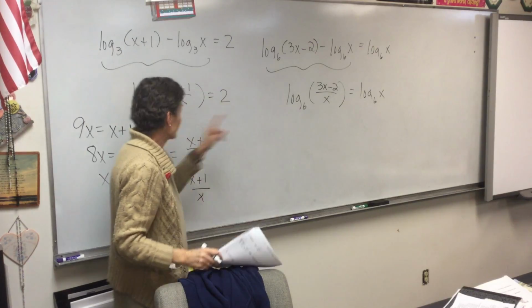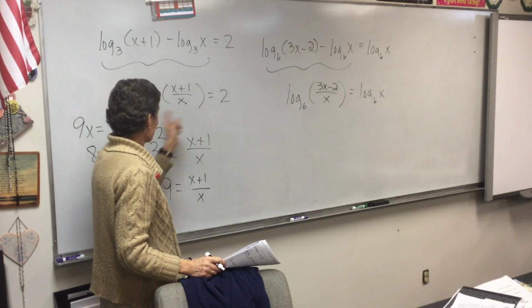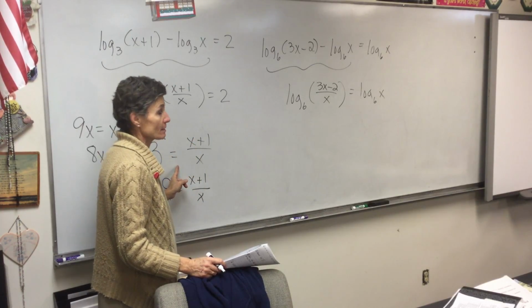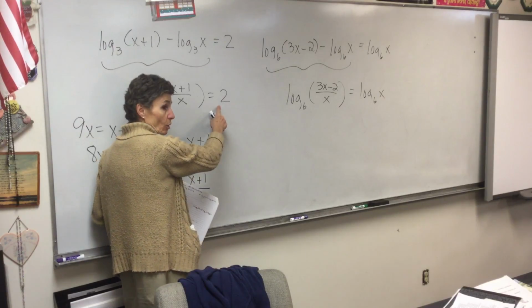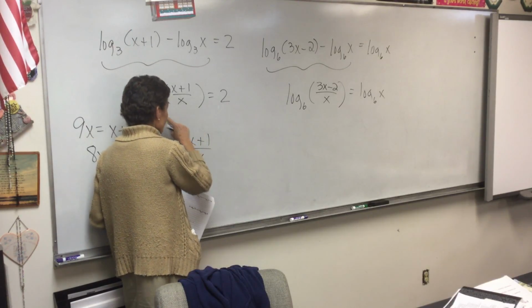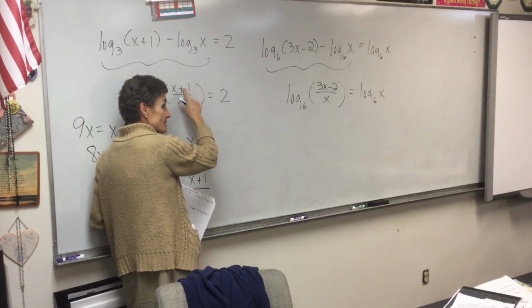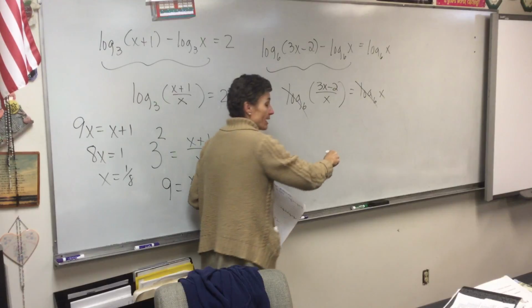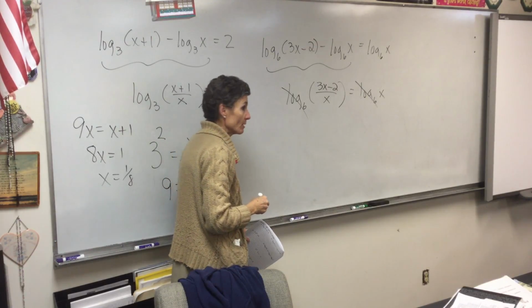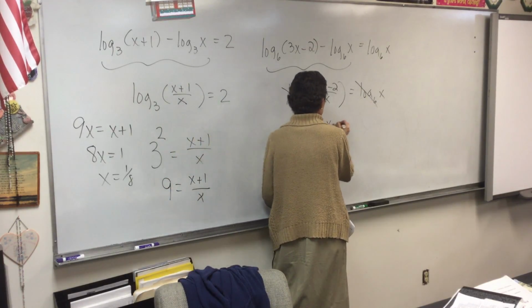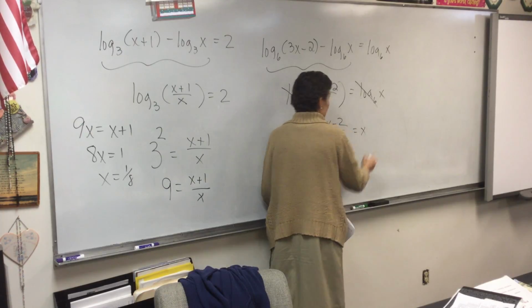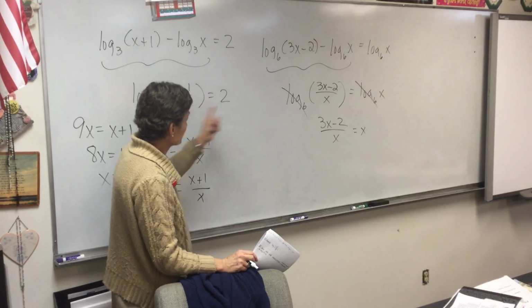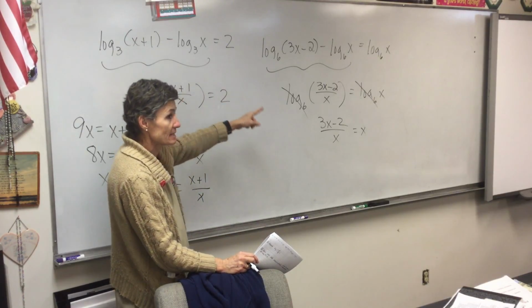Now, look at that and look at the one we just did. The first step was the same, but the second step's going to be really different, because see how this has no logarithm? So you said 3 to the second equals this. What are you going to do over here since there's a logarithm on both sides? You're just going to get rid of them. So 3x minus 2 over x equals x. Can you see the difference between these two situations, guys? You have to pay attention to that.